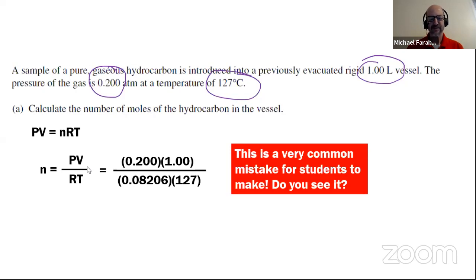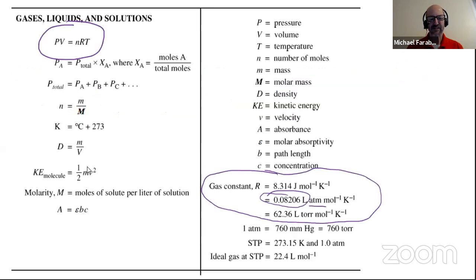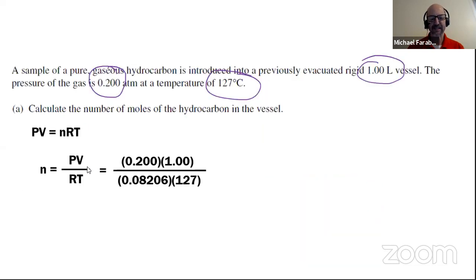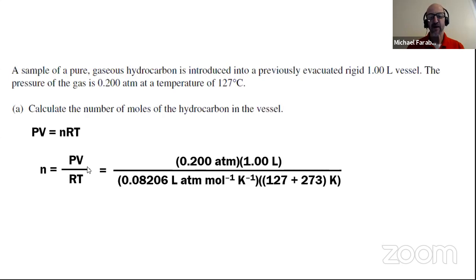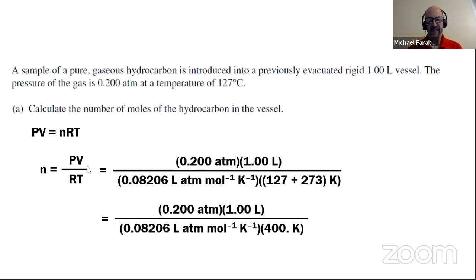So you'll notice that on the AP equation sheet, they do tell you how to convert from Celsius to Kelvin. And as you can see, Kelvin is featured along with liters, atmospheres, and moles. So hopefully you realize that if we had plugged in 127 into our calculator, that would have been the wrong answer, because 127 Celsius is actually 127 plus 273, which works out to be 400 Kelvin.